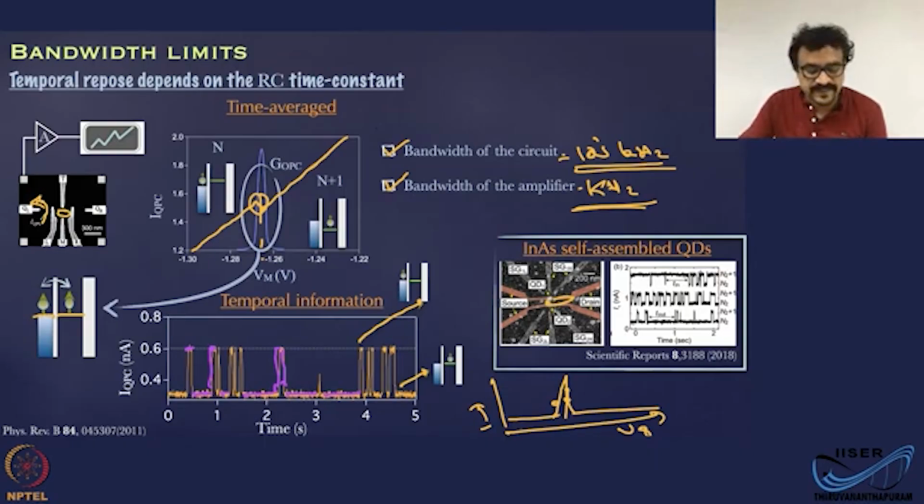And that is what we want to look at. What is the issue here, and how can we detect these events in a much faster time scale?